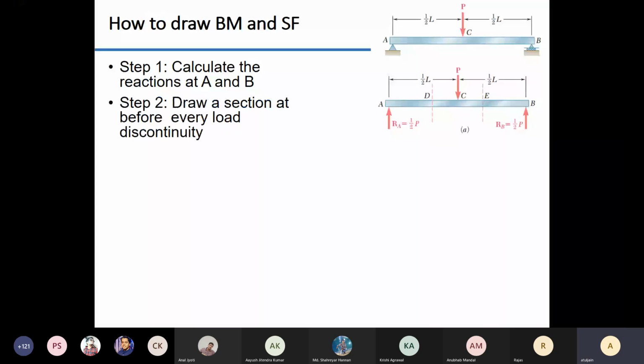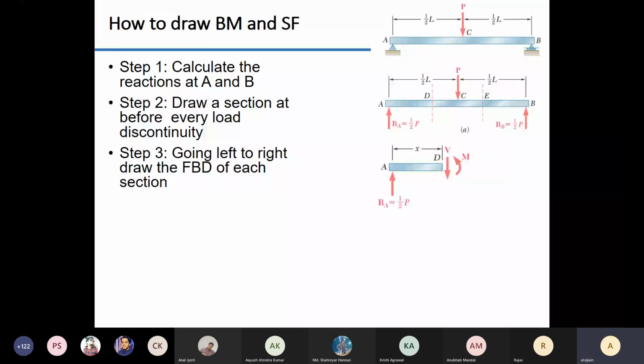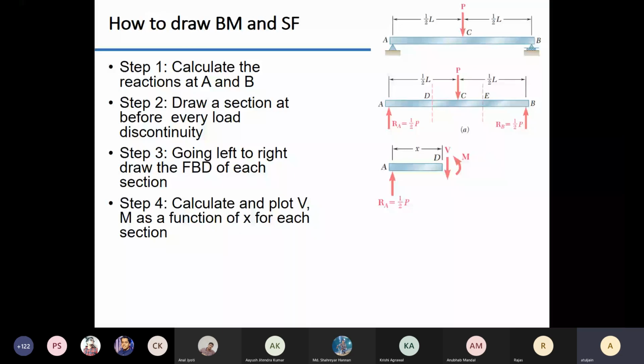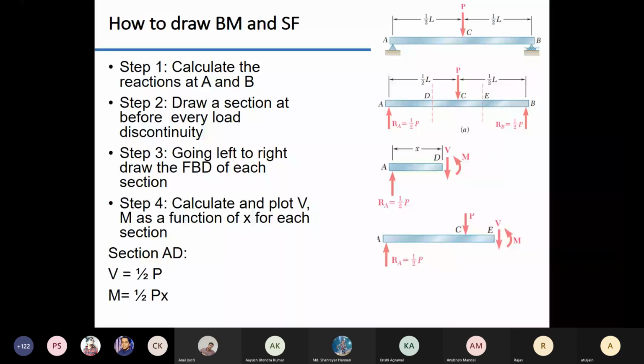Step 2, draw a section before every load discontinuity. These dotted lines are drawn. Step 3, either go right to left or go left to right. Draw the free body diagram of each section. For example, I'm going left to right. I'm drawing the free body diagram of section AD. It will look like this. Step 4, calculate and plot M and V as a function of X for every section. So for section AD, I found out that V is equal to half P, M is equal to half PX.